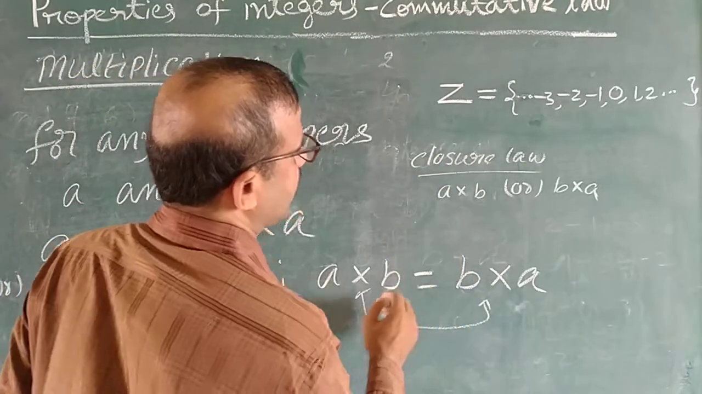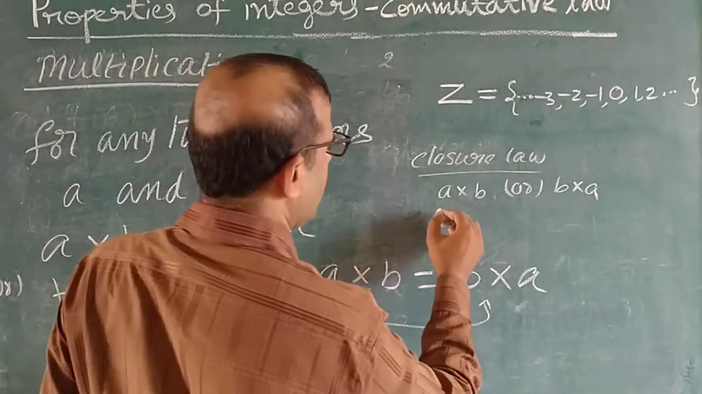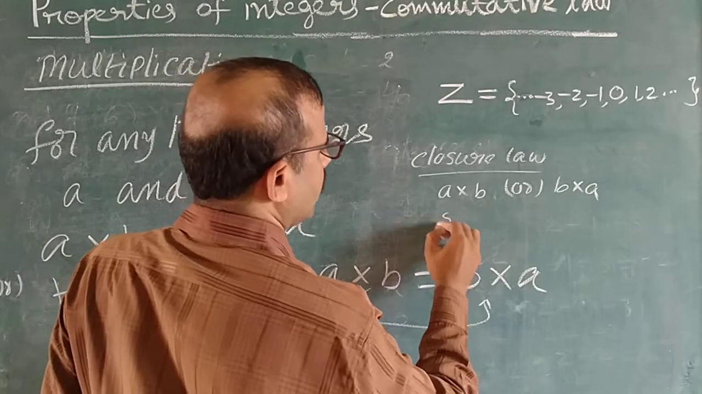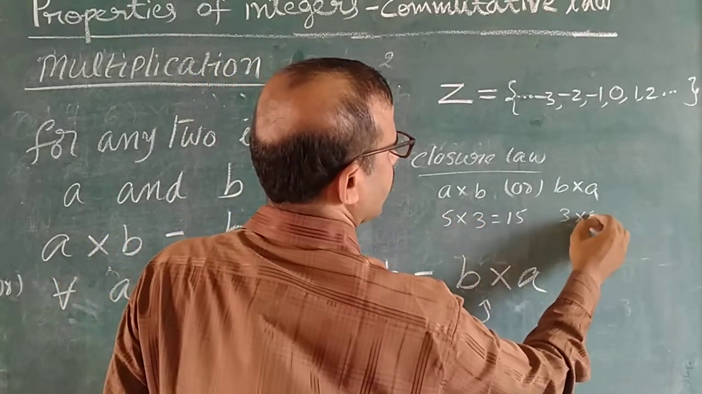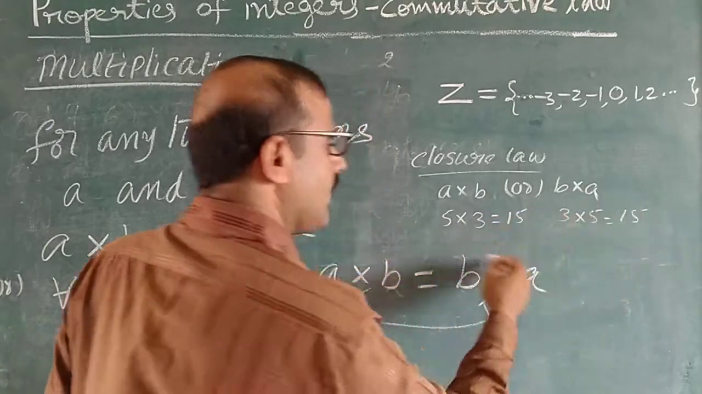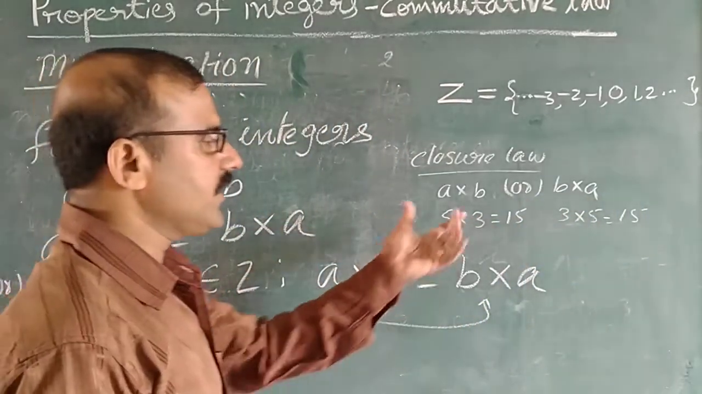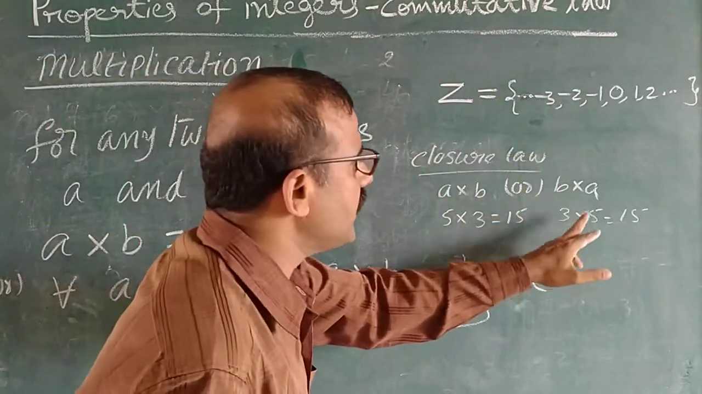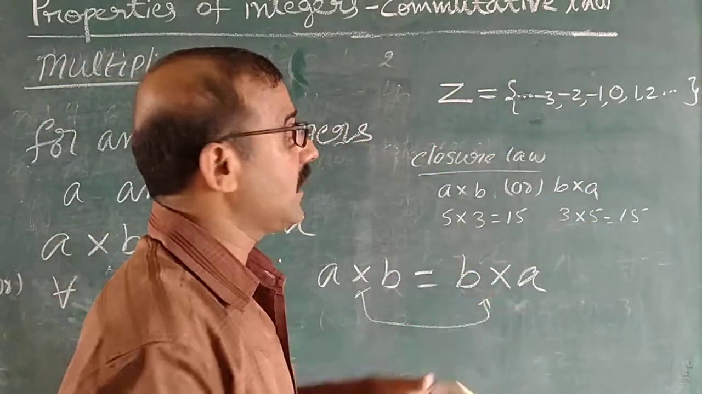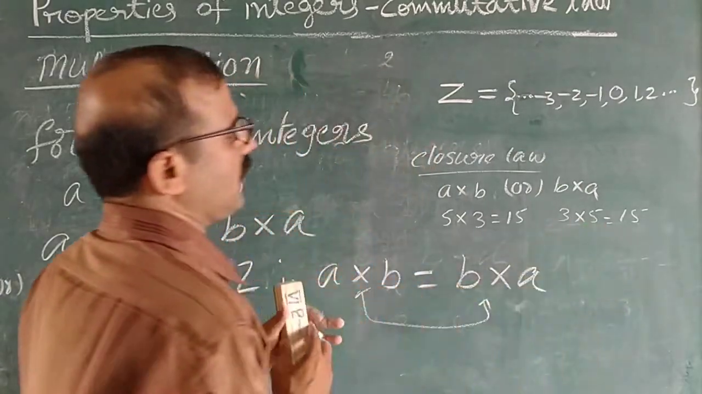Suppose, for example, children, 5 into 3 equals 15, and 3 into 5 also equals 15. Maybe they come out equal, no problem. But is the result of A into B an integer or not? Is the result of B into A an integer or not? Even if the two integers are different, no problem.